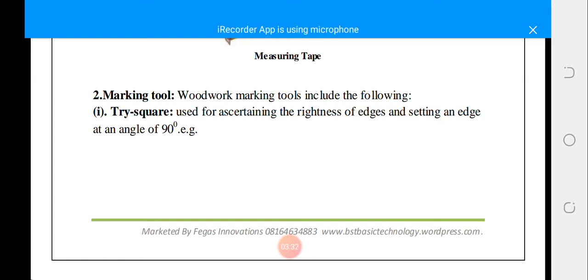An example of the marking out tools that we have is the tri-square. And what is it used for? It is used for ascertaining the rightness of edges and setting an edge at an angle of 90 degrees. So the tri-square is used for ascertaining the rightness of edges. That is, you want to know how perfect an edge is, and you want to use it to set an edge at an angle of 90 degrees. That means if you have a normal piece of wood and you want to set a particular edge of your wood to about 90 degrees, you use a tri-square.